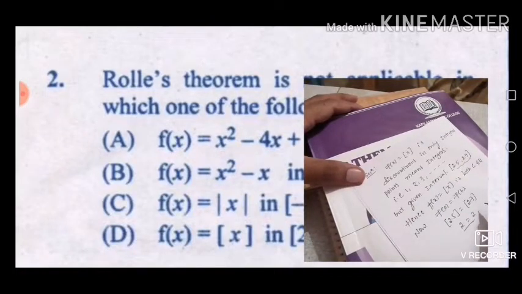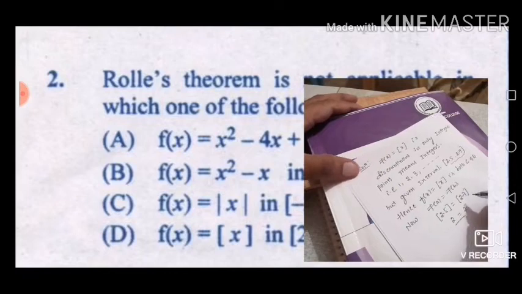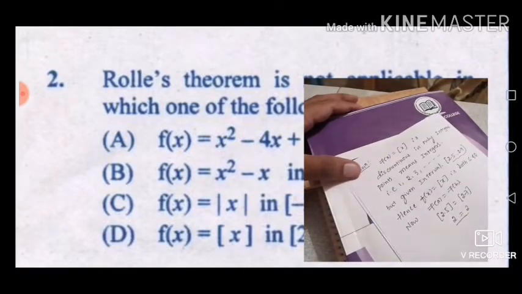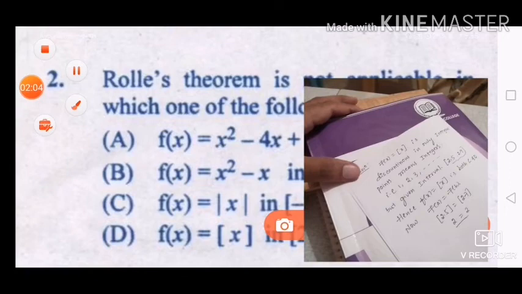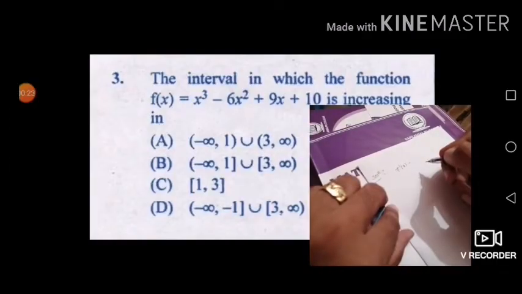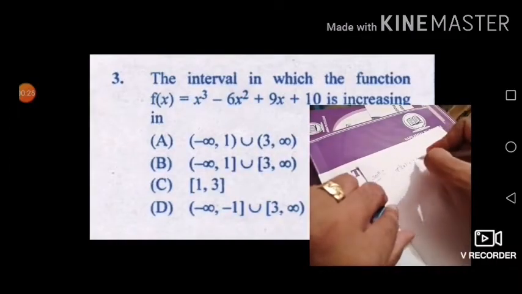But option C, when it comes to option C, it is a modulus function. We know very well the modulus function is continuous but not differentiable. Hence option C is correct.